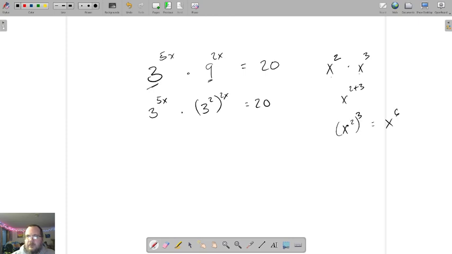So 3 to the 5x times 9 is 3 squared to the 2x, equals 20. And when you raise a power to a power, so x squared to the third, these get multiplied. This becomes x to the 6th. So this is 3 to the 5x times 3 to the 4x, equals 20. These are multiplying, which means that the powers add. So this is going to be 3 to the 9x equals 20. And now you can use a logarithm. So you can say log base 3 of 20 is equal to 9x.